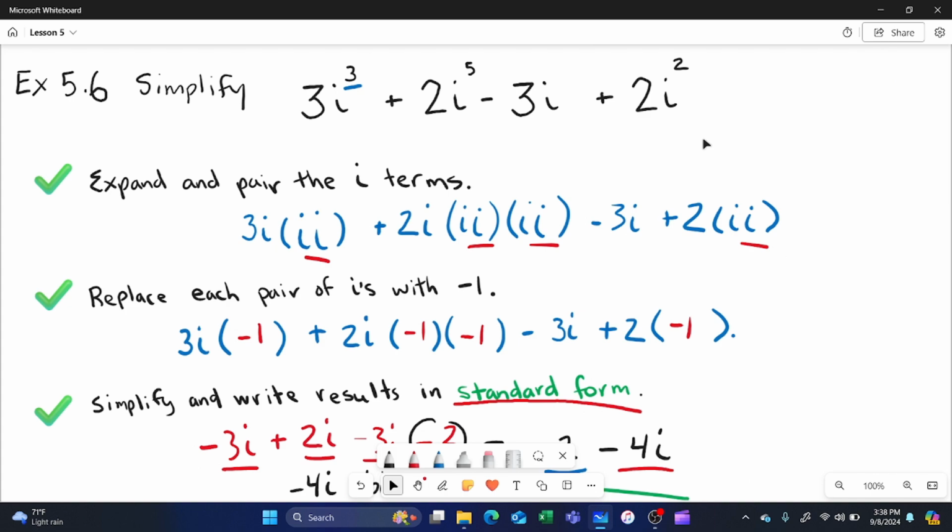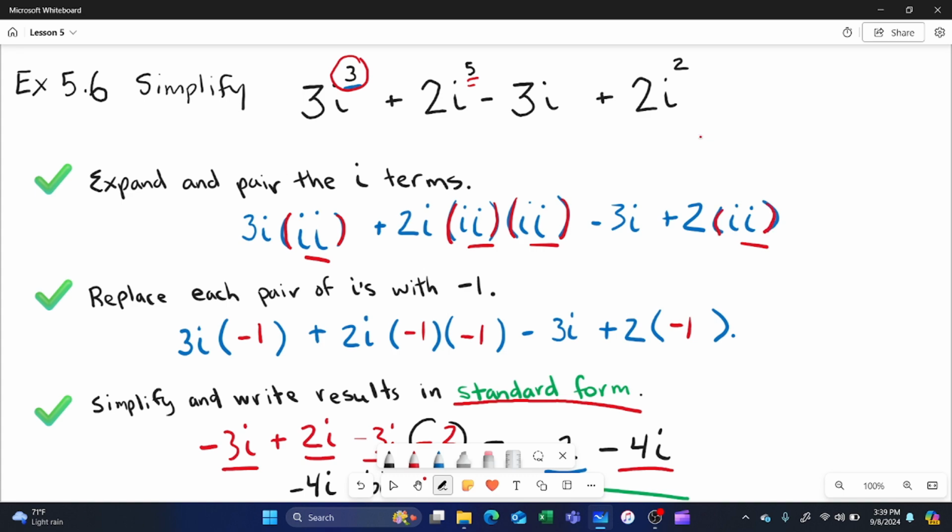Example 5.6, I want us to simplify 3i cubed plus 2i to the 5th minus 3i plus 2i squared. This is pretty simple here. We're just going to go ahead and expand and pair the i terms, right? So you've got 3 i's here. Okay, so it's 3 times i, and then you pair up 2 of them, right? So 3i times i. And then 2i, and then we have 5 total here. So 2 pairs, 2 and 2 and 1 make 5. So they're all paired up. And you can turn all of these double i pairs into negative 1s later on.